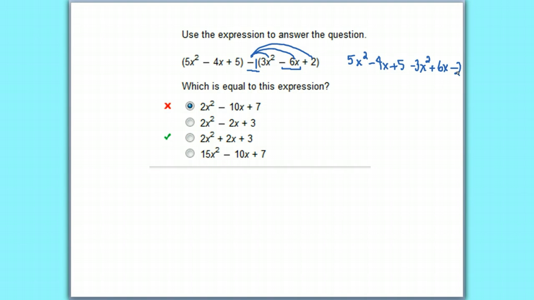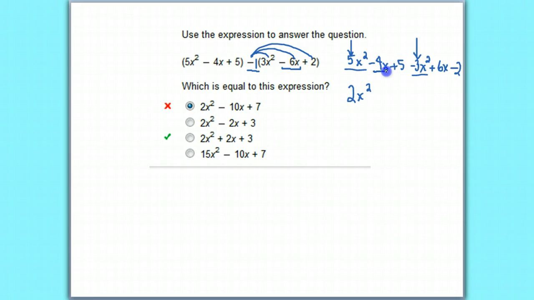And now I just look for like terms. So in order for something to be a like term, it has to have the same variable and the same exponent. So 5x squared and minus 3x squared would go together. To put them together, you just combine the coefficients in front. So you have 5 minus 3, which is 2, and then you just put the x squared at the end. So you're not going to mess with the variable or the exponent. You just add or subtract the coefficients in front and then tag that on at the end.